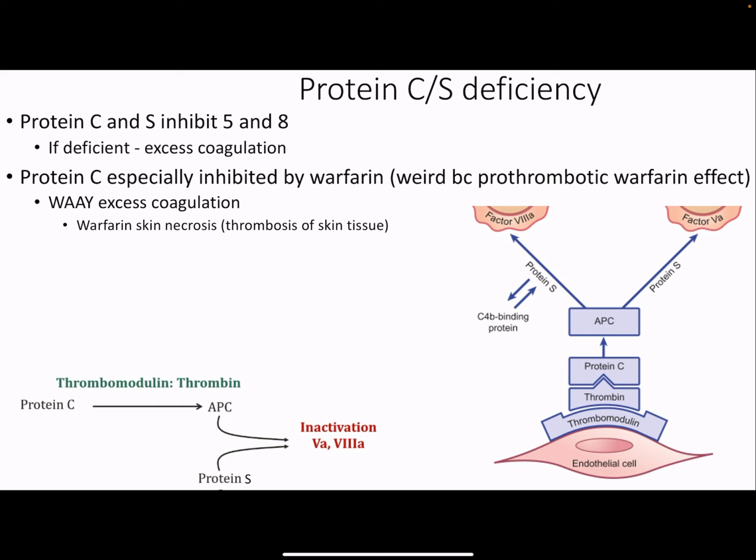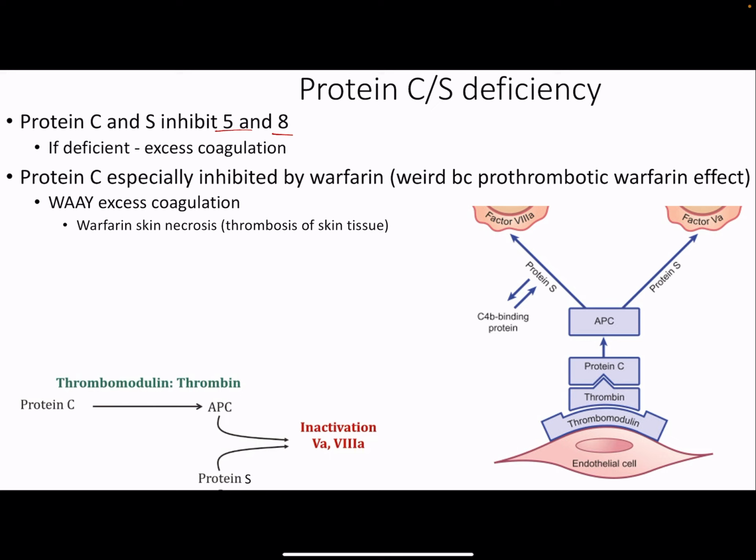Protein C and protein S, so this inhibits 5 and 8. Again, notice a lot of this stuff is really easier if you just know the basic essentials for the coagulation cascade. So before you go ahead and learn these diseases and the hypercoagulable states and the bleeding states, just know how platelets work, know how coagulation factors work. It will be a much better investment for your time. So obviously, if you're deficient here, these are inhibitors of the system, you're going to have excess coagulation.